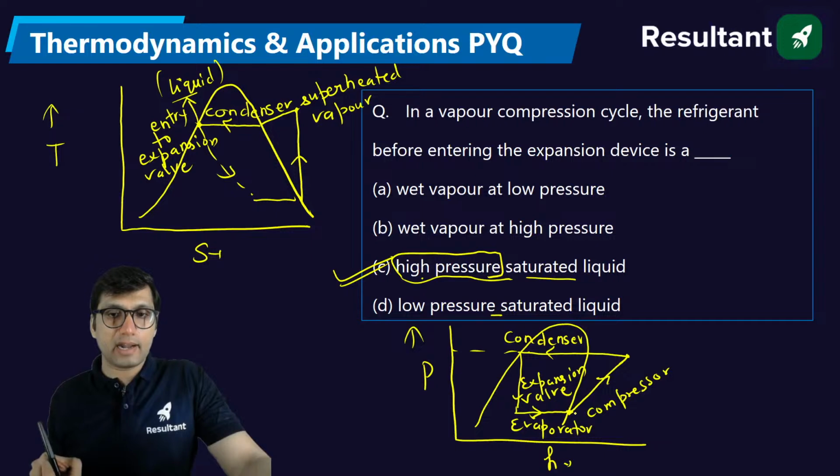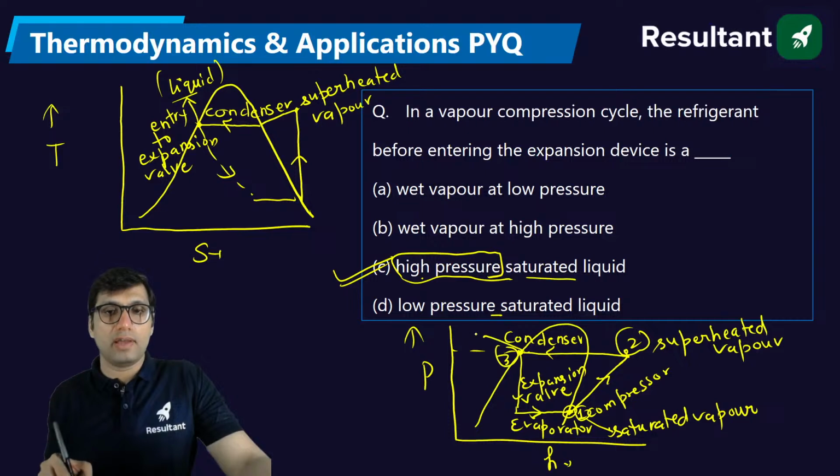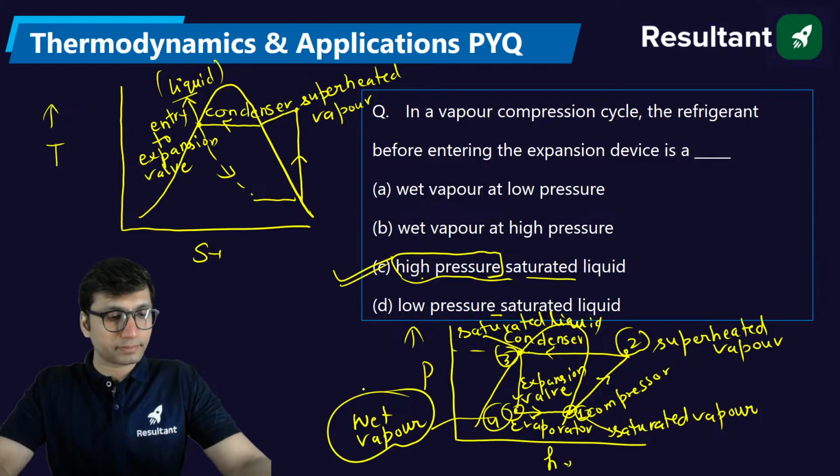At the entry of the compressor, at point number 1, we have saturated vapor, which is also the suction to the compressor. At the exit of the compressor, point number 2, we have superheated vapor. At the exit of the condenser, here at point number 3, we have saturated liquid. Clear? And at this particular point, point number 4, we have wet vapor. So this is very, very important, my dear students.